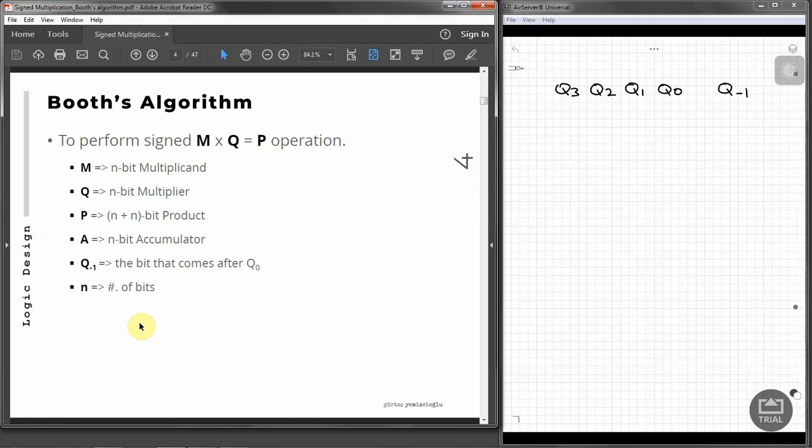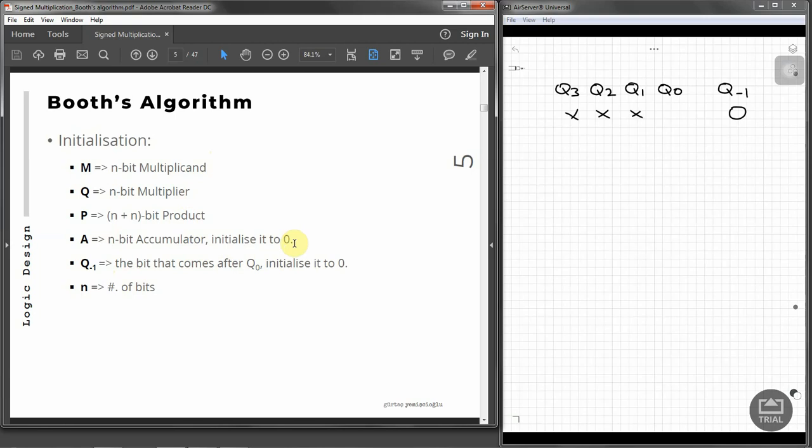Now, you might ask, what is Q minus 1? I'm going to define that in a minute. Now, when you want to initialize this algorithm, we have to assign some values, because we already know the multiplicand and multiplier, which is given to us in this case, because that's what we are going to calculate, but we don't know the accumulator or Q minus 1. Accumulator and Q minus 1 at the beginning are initialized to 0. So Q minus 1 is initialized with 0, and then we have got some numbers over here that we are going to use.